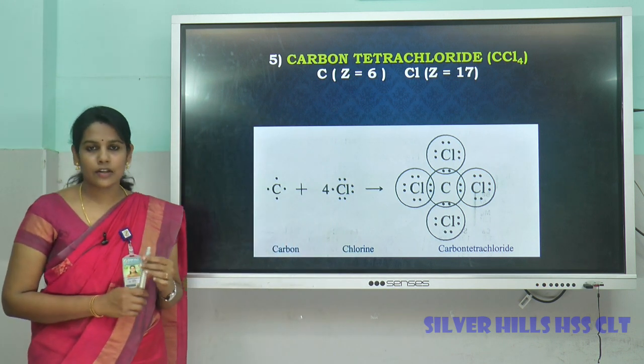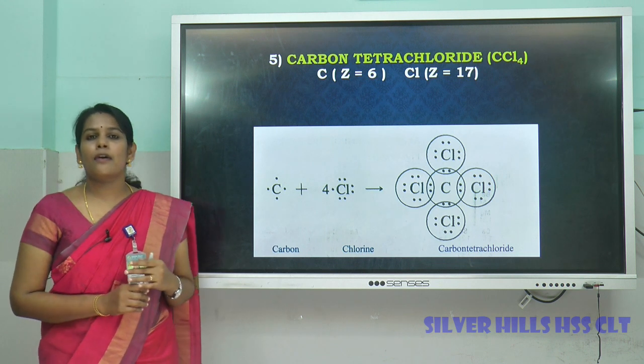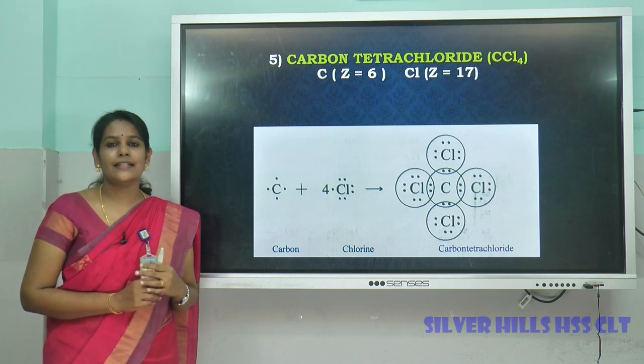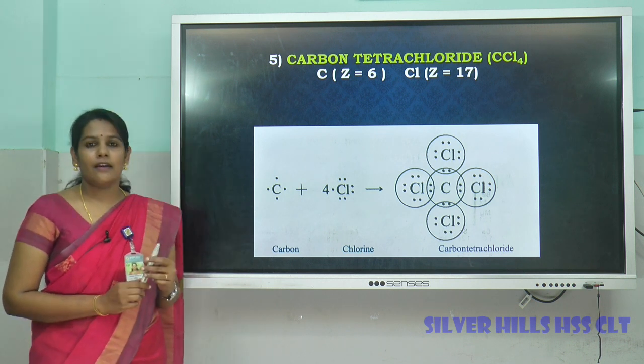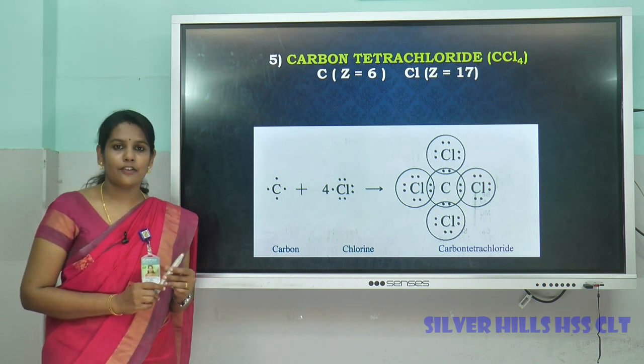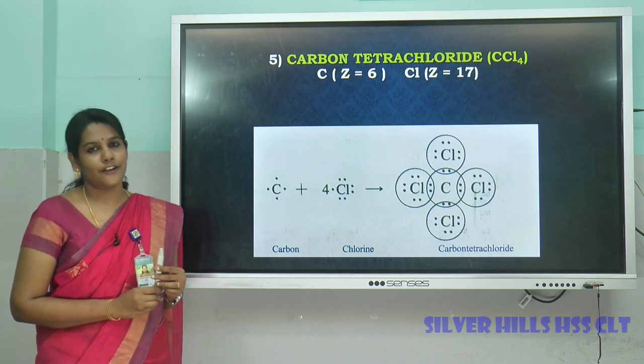So let us conclude this session. Today we studied chemical bonding. Chemical bonding is an attractive force that holds the atoms together in a molecule. There are mainly two types of chemical bonding. One is ionic bonding, which is formed by transfer of electrons. The other one is covalent bonding, which is formed by sharing of electrons.